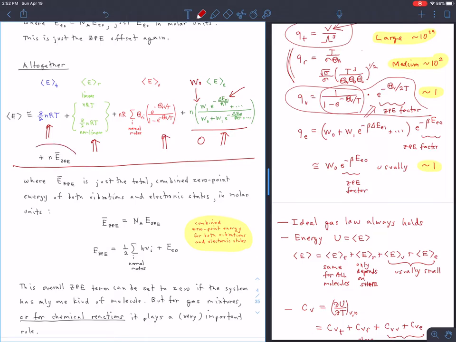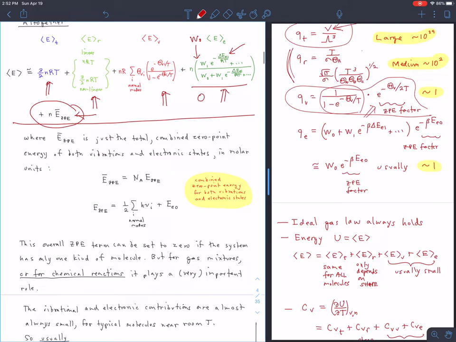And then there's one more contribution tacked on here, and that's the total 0-point energy of both vibrations and electronic states. I've gathered them all together into one term. So here's what that is. The 0-point energy with a bar on top means per mole, is Avogadro's number times the 0-point energy for a single molecule.